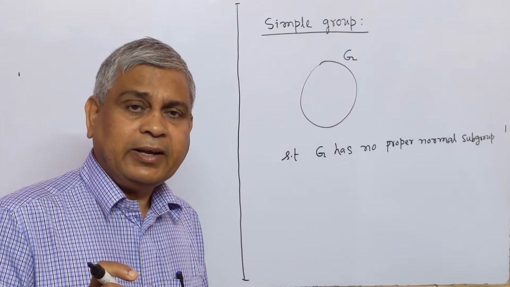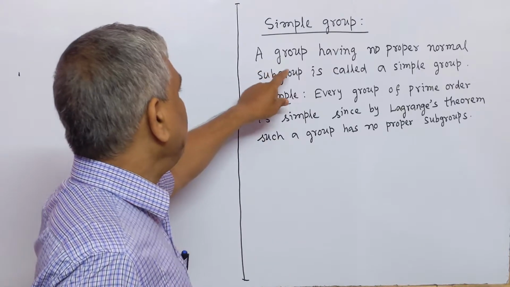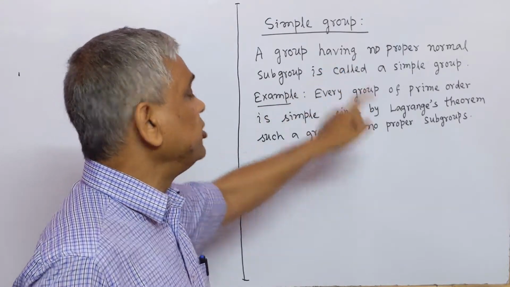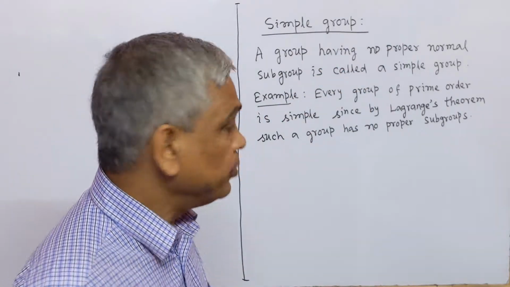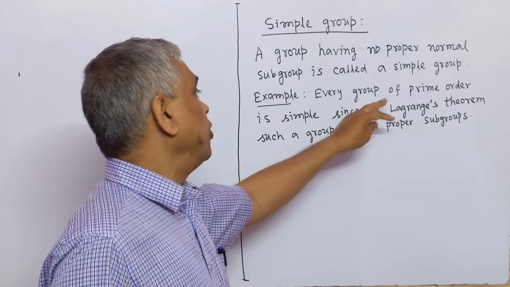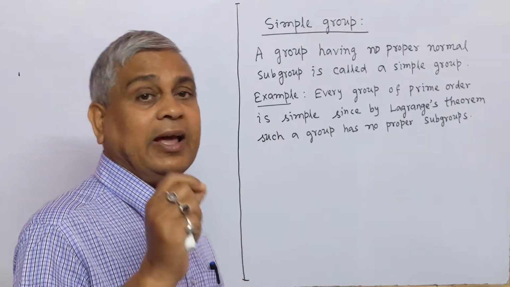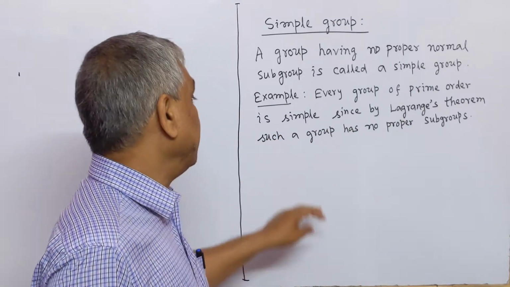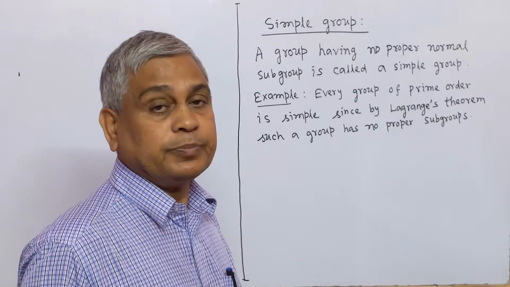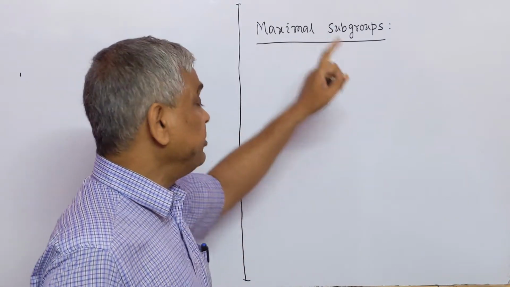Now we write the definition of a simple group. A group having no proper normal subgroup is called a simple group. Example, every group of prime order is simple, since by Lagrange's theorem, such a group has no proper subgroup. Now, we wish to know what is maximal subgroup.